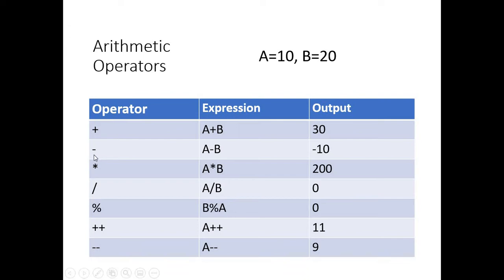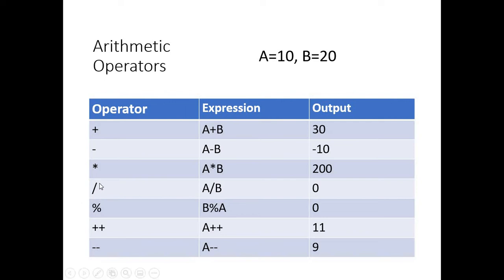For subtraction, the minus operator is used. So A minus B will generate the output minus 10. That is, 10 minus 20 will generate minus 10. For multiplication, the operator used is star. A star B, that is 10 into 20, will generate 200.